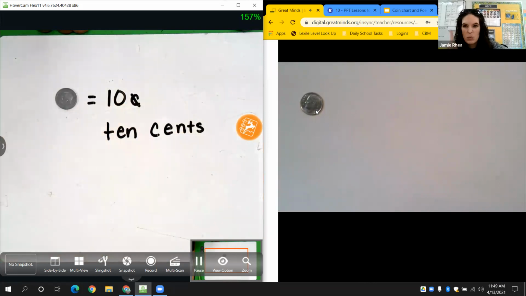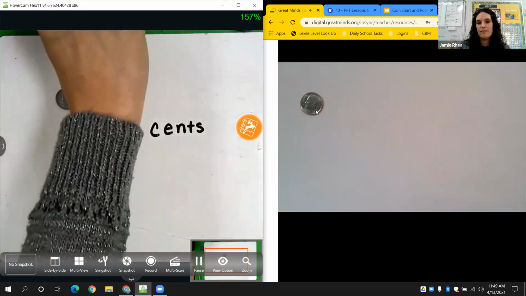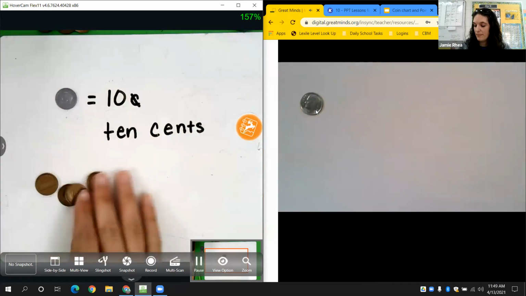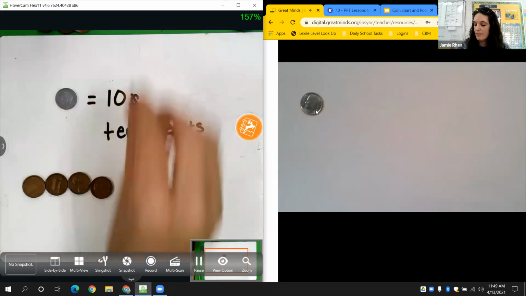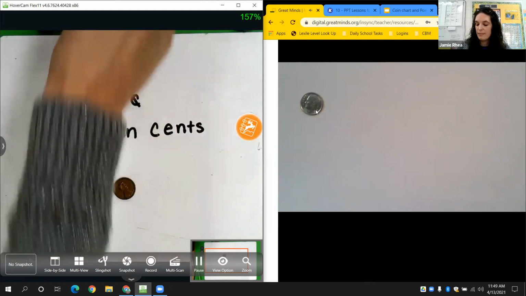I know that a penny is worth 1 cent, so I need 10 pennies. 10 pennies equals 1 dime. Since pennies are worth 1 cent, you need 10 pennies to equal 1 dime.